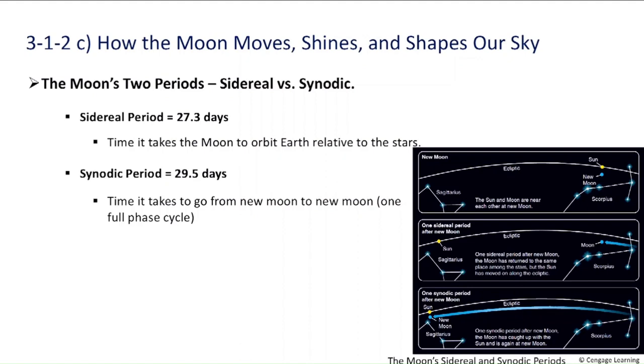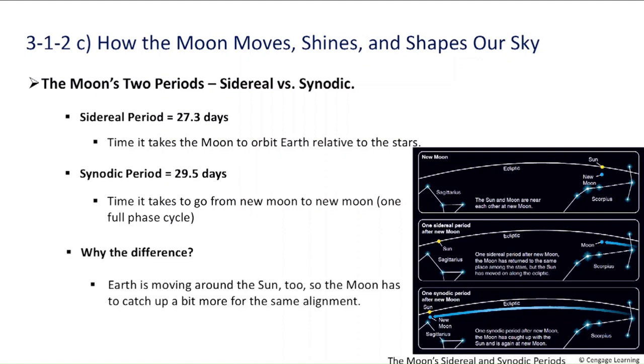You know, from crescent to full moon and back. That takes 29.5 days. It's called the synodic period. So why is it longer than the sidereal one? Because while the moon is orbiting us, Earth is also moving around the sun. So the moon has to catch up to realign with the sun. Think of it like trying to catch someone on a moving walkway.